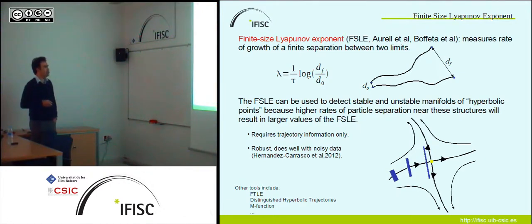Like I said, there are other tools, but the finite-size Lyapunov exponent has two characteristics that make it a very nice tool to use. First, it requires only trajectory information. We just need to calculate the distance between the particles, and like Ismael showed in his paper, it's very robust. So even if you don't have a completely smooth velocity field, if you have gaps, or if you have a coarse velocity field, you can interpolate it, for example, and it will still give you an approximate location of this structure. So it's very robust too.